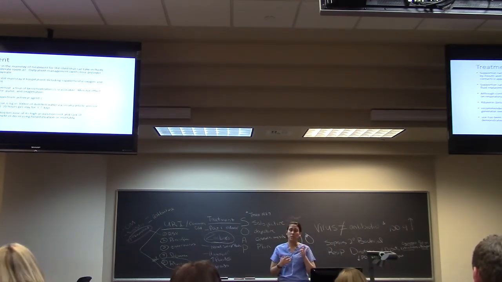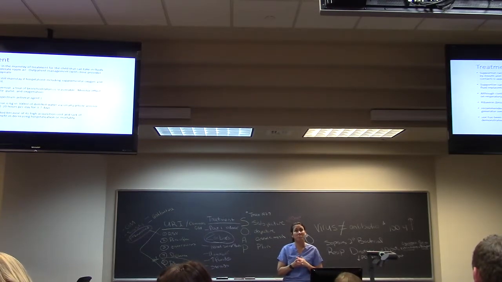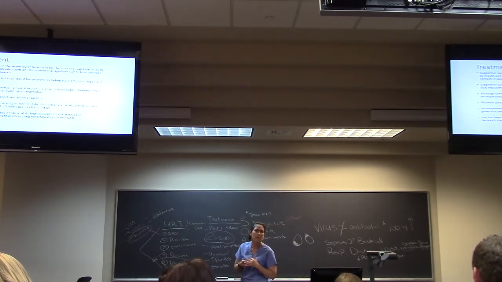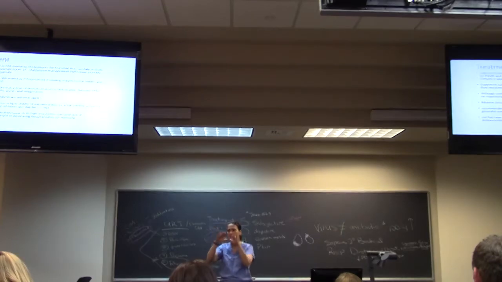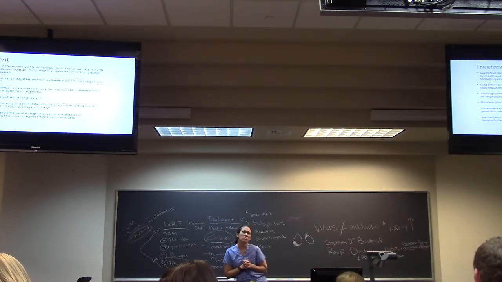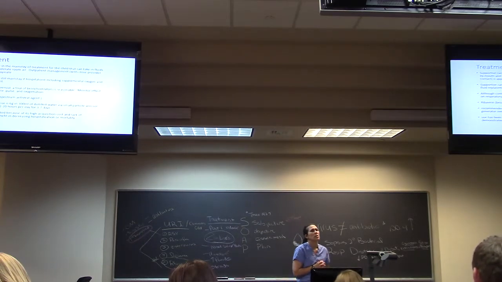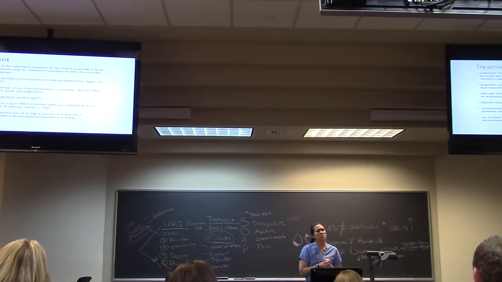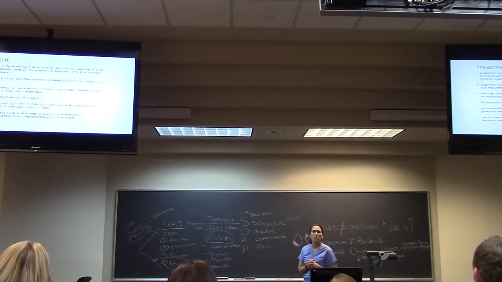You can actually send a kid home with O2. They do it in the ER sometimes, but 9 times out of 10, they need to be in a controlled environment with oxygen on so that it can be monitored. So supportive care is still the mainstay, even though you can do supplemental oxygen and fluid replacement.